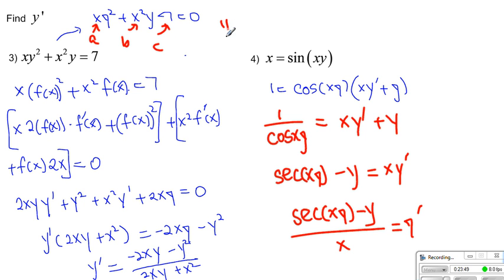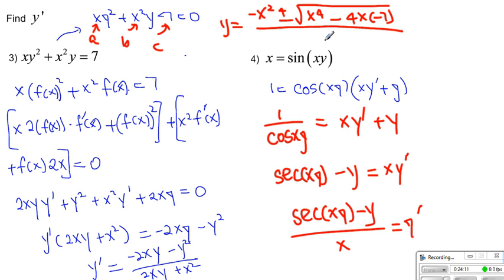So therefore y could have been solved as negative x squared plus or minus the square root of x to the 4th minus 4a c, where a becomes x, c becomes negative 7. The entire thing divided by 2x. So this one was actually possible in this way, and then when you take the derivative, you should be able to get something that is equivalent to this one.